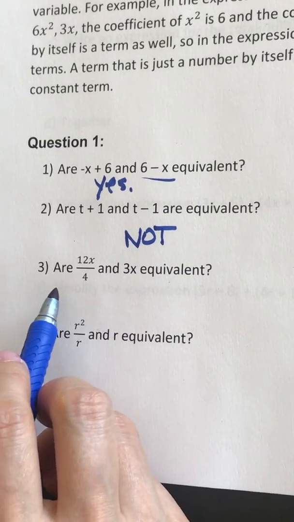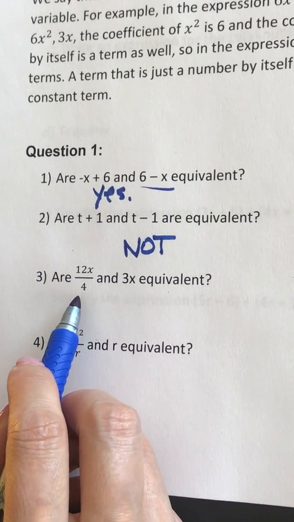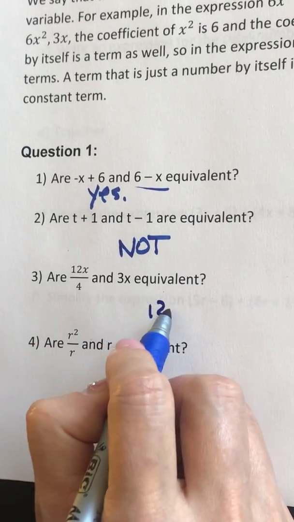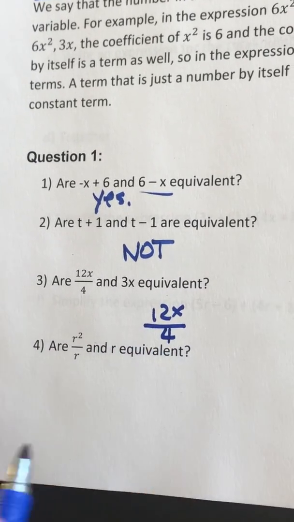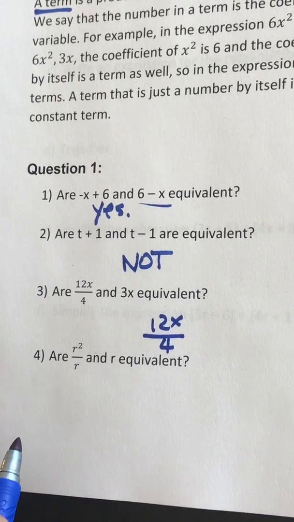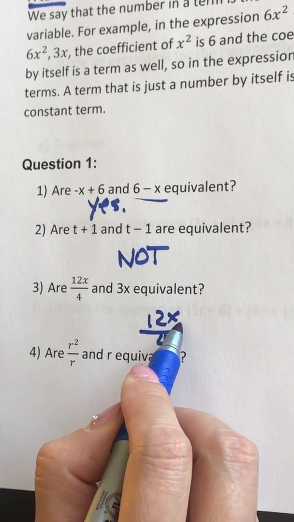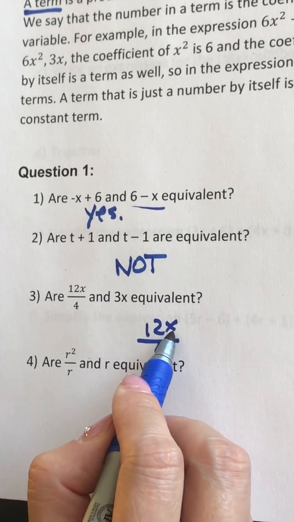Number 3, are 12x divided by 4 and 3x equivalent? So 12x divided by 4. We can look at this as a fraction. So we have 12 multiply x. Don't think of this as an unknown variable. Just pretend this is a number.